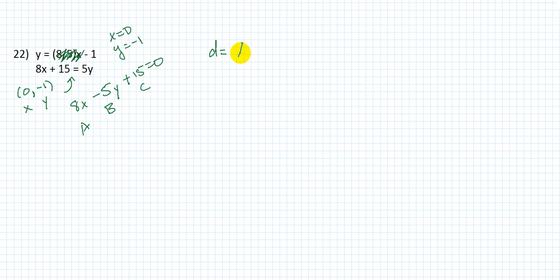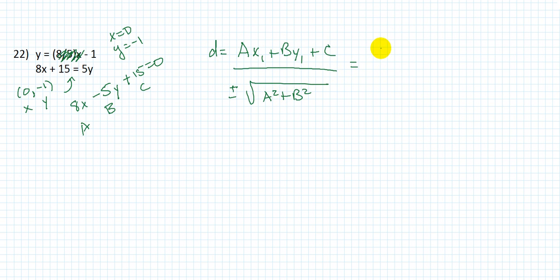We rewrite our formula here, and that's going to be over the square root of plus or minus a squared plus b squared. And so let's plug it in. A we figured out was 8, x is 0, plus b, which is negative 5, times y, which is negative 1, plus c, which is 15.